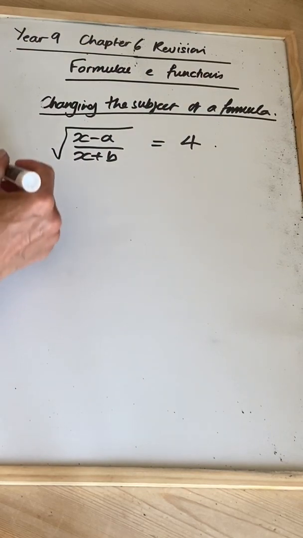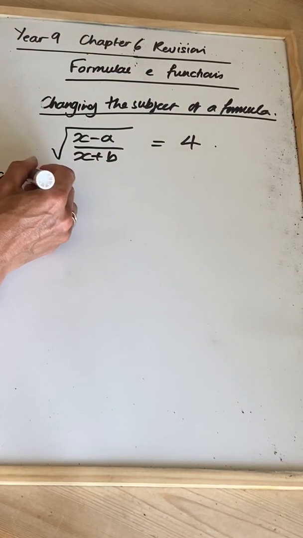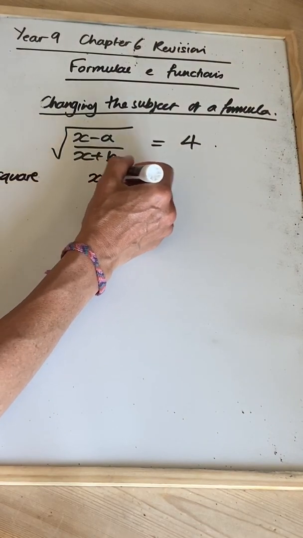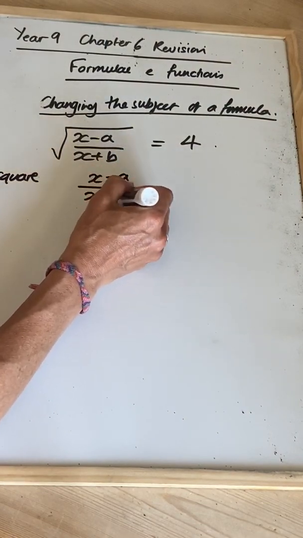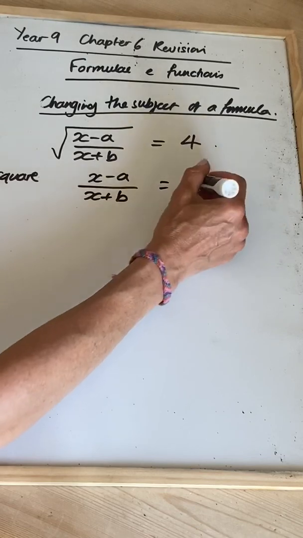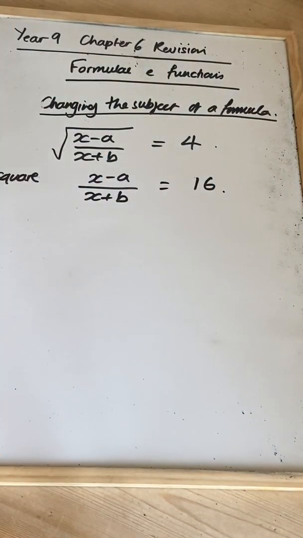First thing I'm going to do, I'm going to square both sides. That will get rid of that square root. So I will be left with, I've got to square this side, that'll be 16. So I've squared both sides.